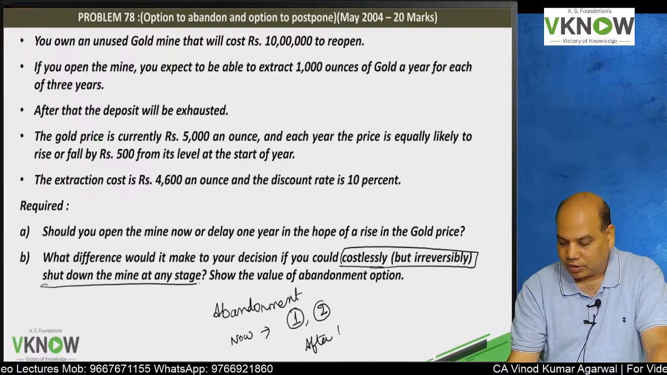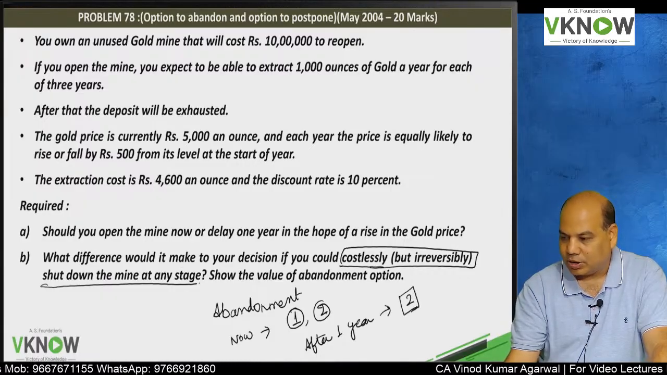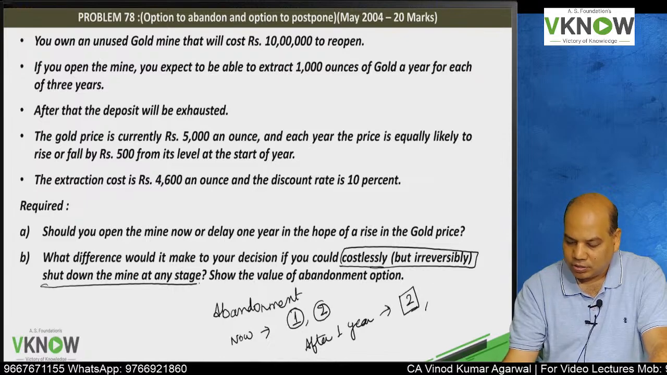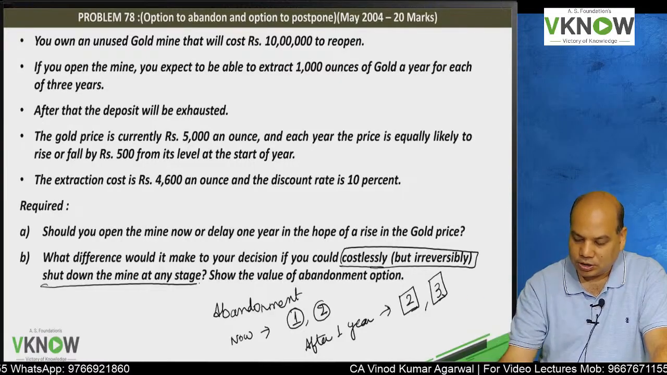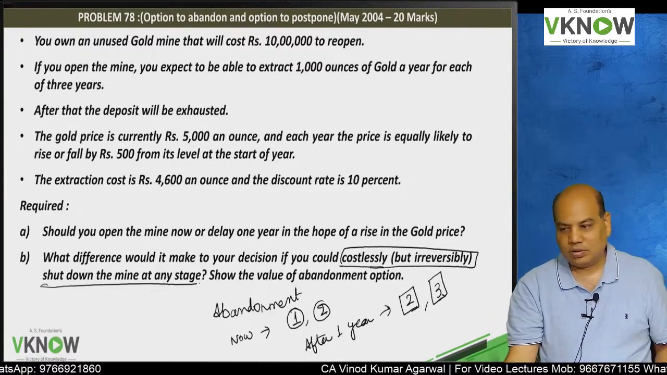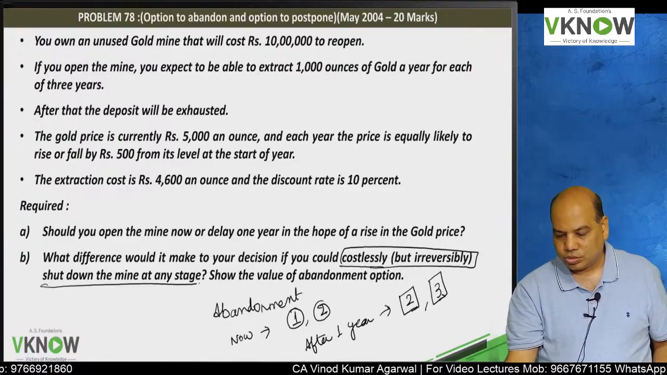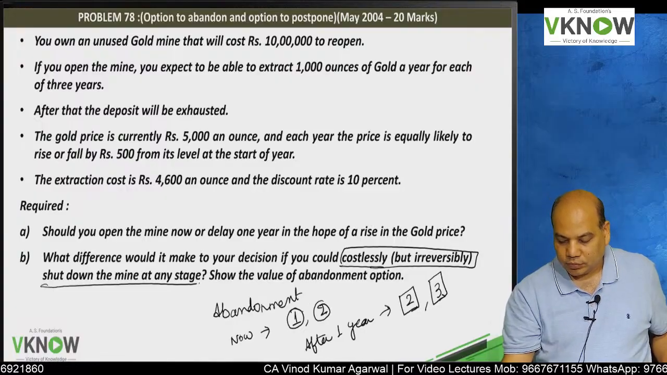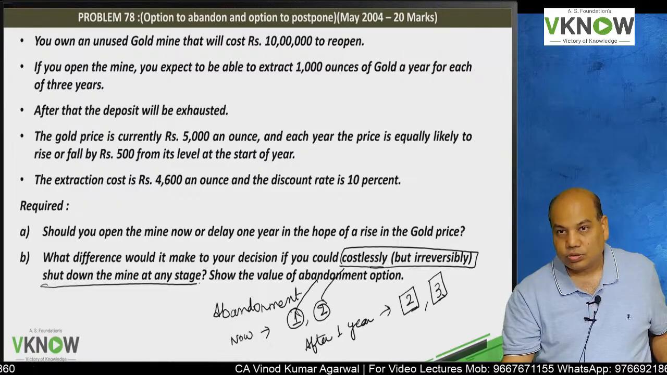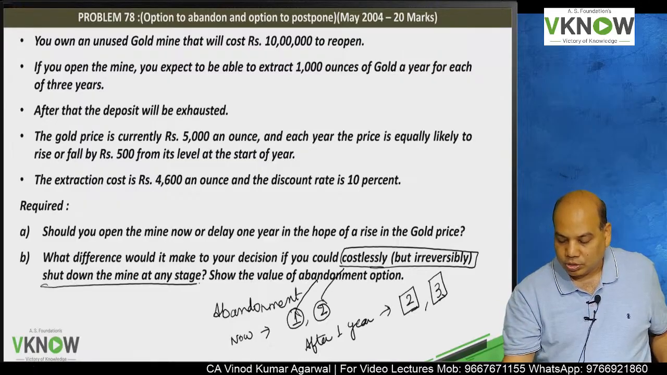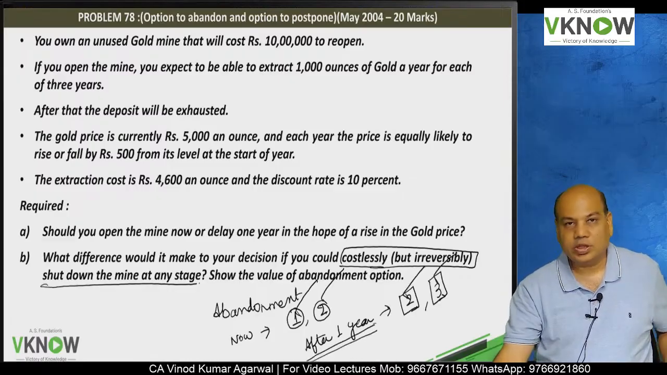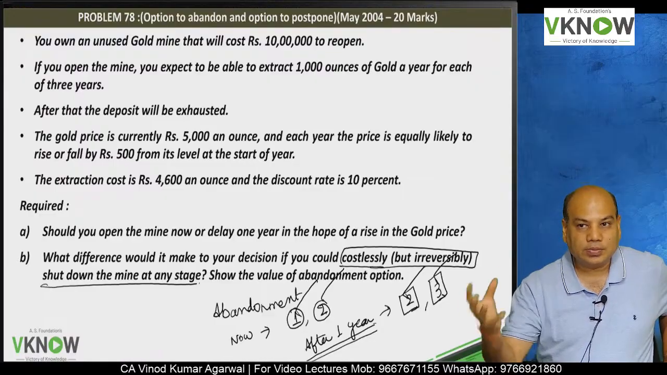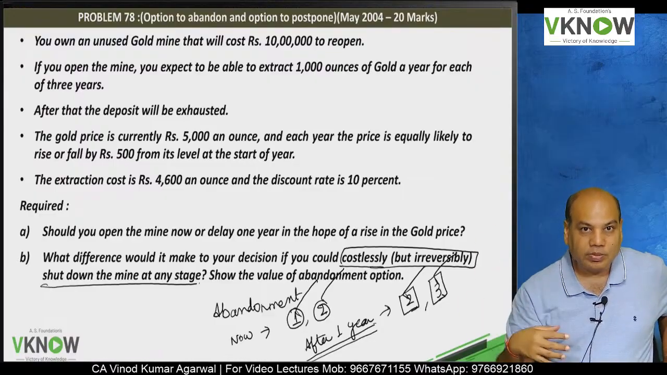If you start after 1 year, then you can abandon the mine after completing at the end of 2nd year, or you can abandon the mine at the end of 3rd year, because in any case in the 4th year your mine will get automatically closed. So should you abandon at year 1 or year 2 if you open the mine now? Should you abandon at the end of year 2 or year 3 if you decide to open the mine after 1 year? Again compute NPV with abandonment option.